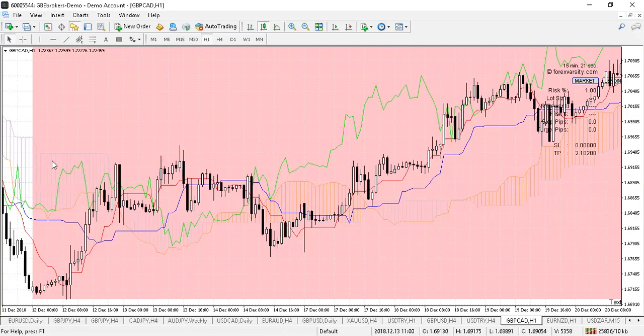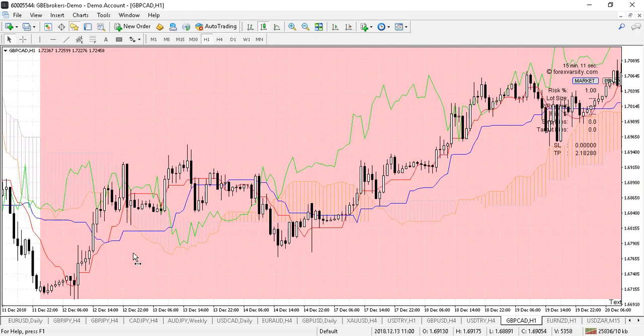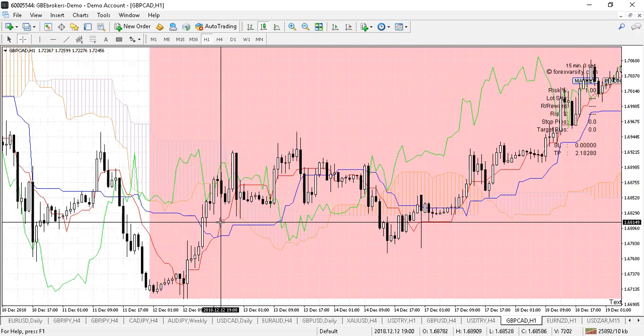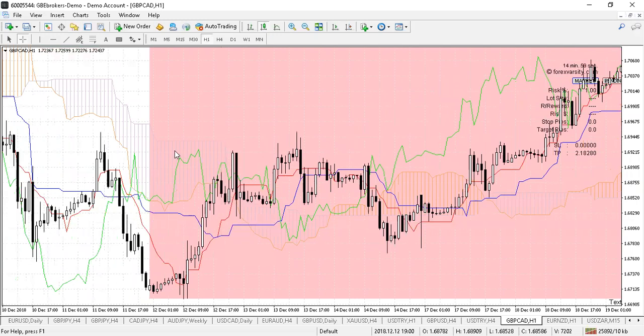Okay, so from this point upwards is the point that we're looking at. The first thing we're going to look at is where these lines are crossing. They've crossed here. You've got the red, which has come above. But if you have a look at where the price is, it's below the cloud. Okay, so this is the cloud there. We're looking to buy, but we're not going to buy because the price is below the cloud.